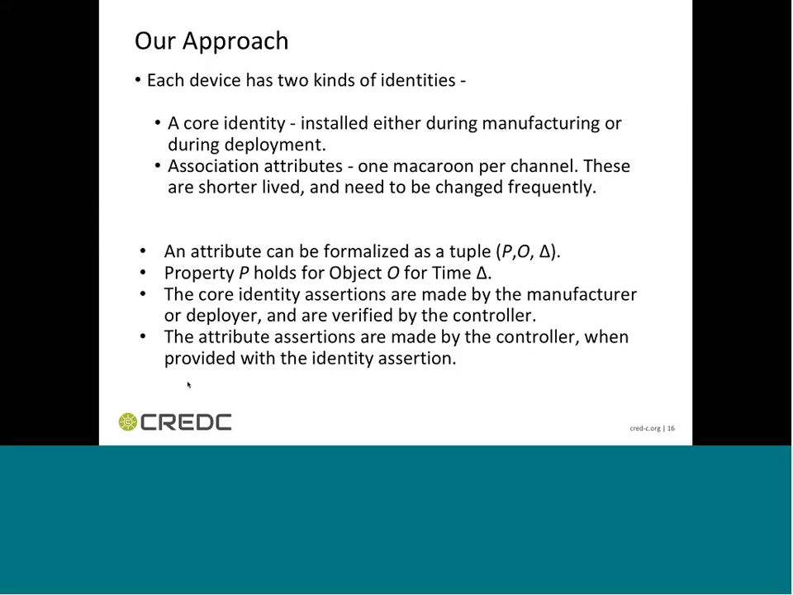And so in our approach, we are talking about two different kinds of identities for each particular device. One is the core identity, which is installed during deployment, and the other is the set of association attributes, which are basically one macaron per each channel. And these are shorter lived and need to be changed frequently. I will get to what a macaron is in the upcoming slides.